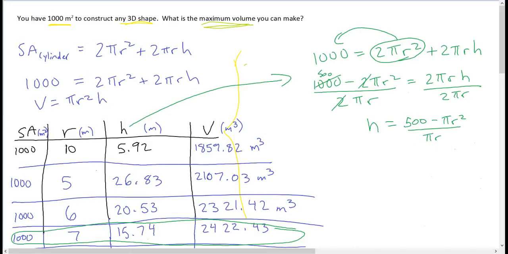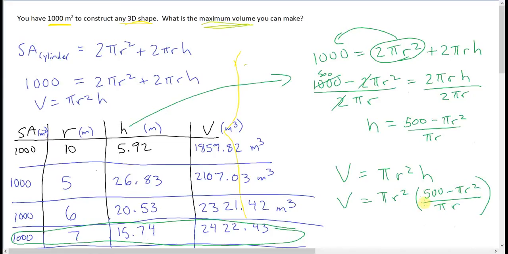Okay, and then we took our h and we took our r and we figured out the volume. So the volume is equal to pi r squared times h. Now we have a term for h. Once we've picked an r value, we can find the h by doing 500 minus pi r squared all over pi r. So we could actually take this and graph it.